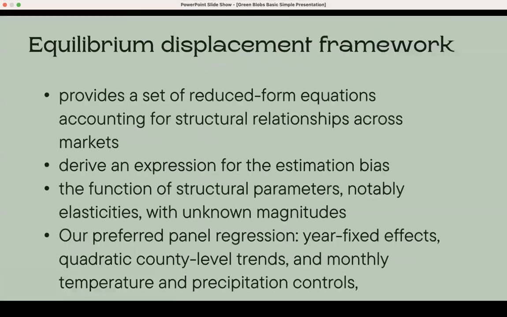The article did give more information about the equilibrium displacement framework, although it's a little bit out of my knowledge. But basically, it provides a set of reduced form equations that account for the structural relationship across markets for the quantity of labor and the supply. This expression is a function of parameters and also includes elasticities, although we do not know to what magnitudes they are specifically.